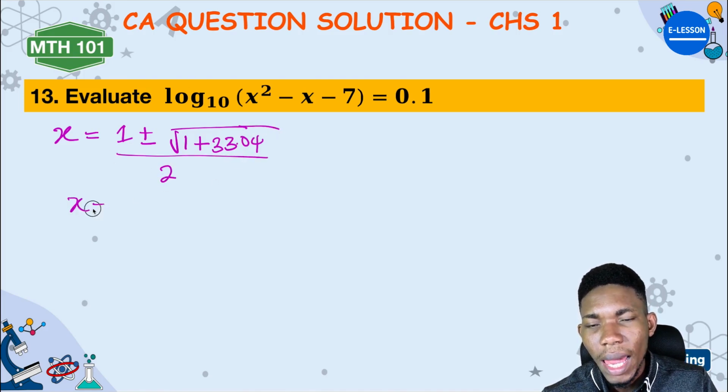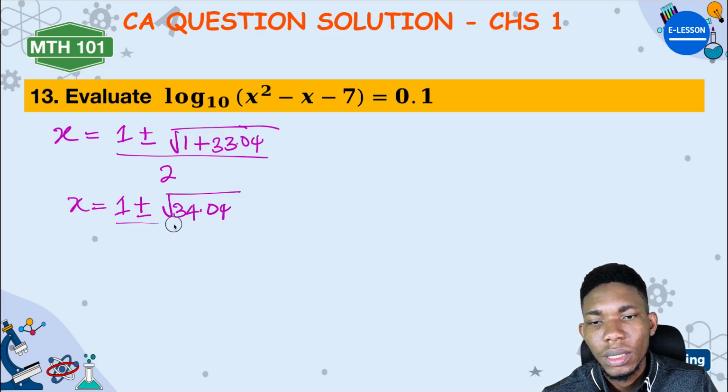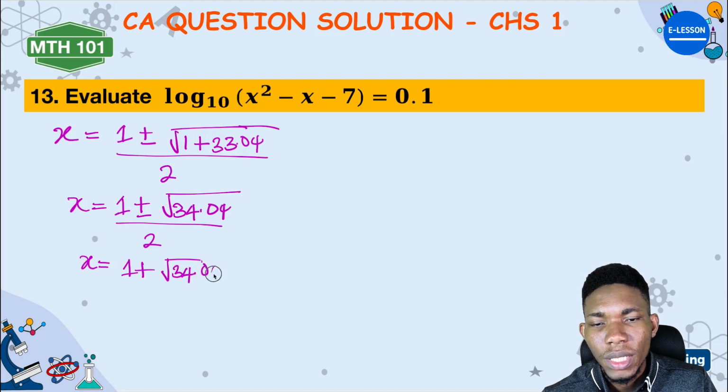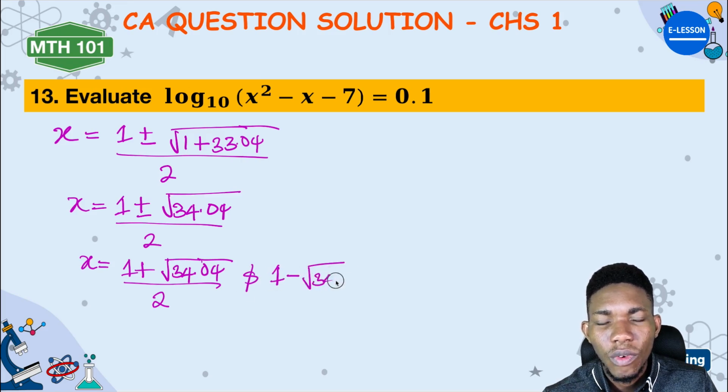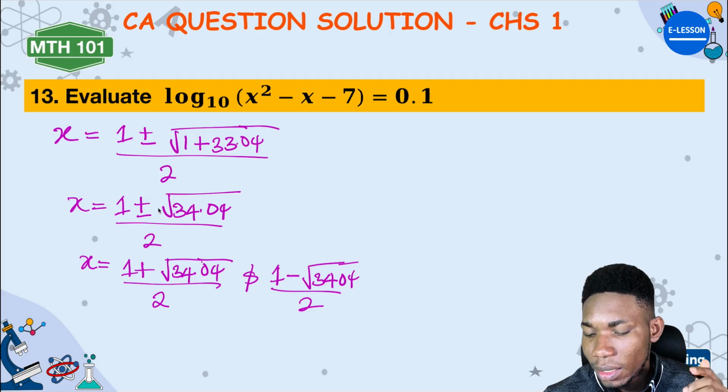2. So our x, my dear student, will be 1 plus minus the square root. 1 plus this will give us 34.04, all divided by 2. And x will be 1 plus minus, okay, it's the same thing. So we are going to have 1, let's take the one after the other. 1 plus root 34.04 divided by 2, and 1 minus root 34.04 divided by 2 from your normal quadratic formula.